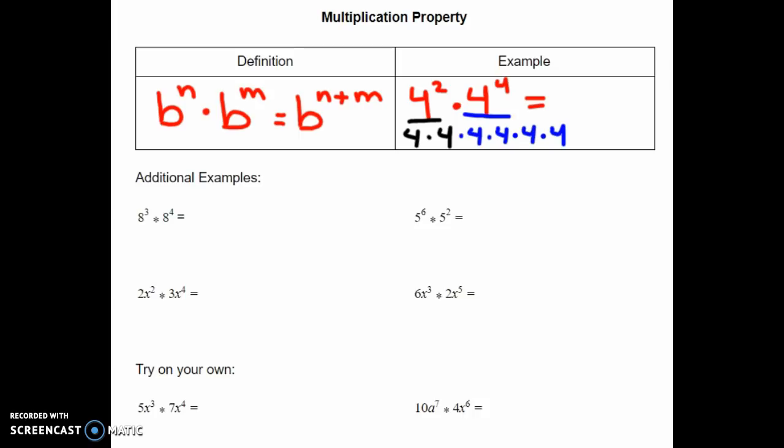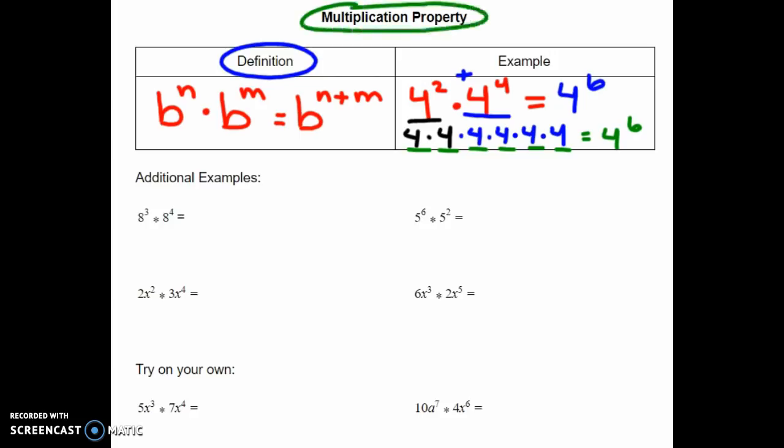Now, the definition for multiplication property said to add. Well, if we were to do this problem and add the exponents, we'd get 4 to the 6th, right? Because 4 plus this 2 here, we'd get 6. Now, how did we get 6? Notice in our expanded form, we have 1, 2, 3, 4, 5, 6 4s. So either way, if we were to write it out in expanded form or use our multiplication property shortcut, we get 4 to the 6th power.